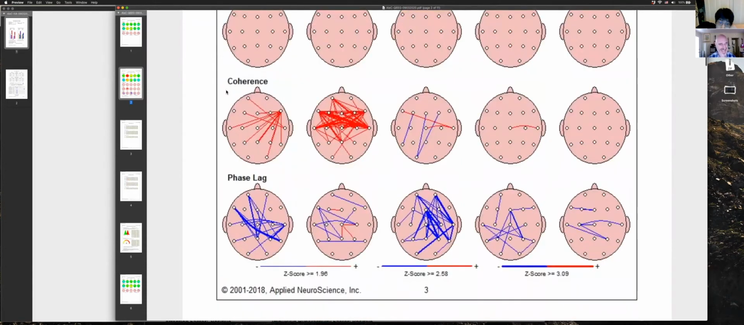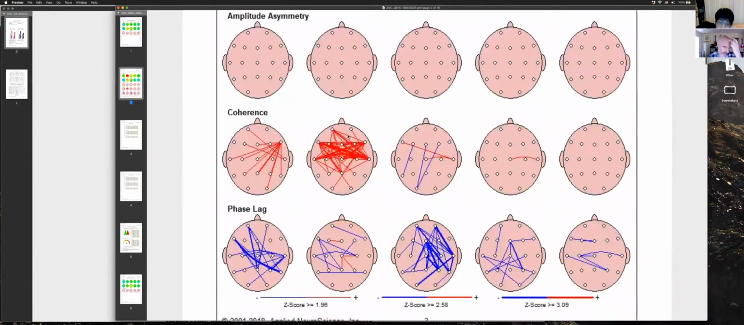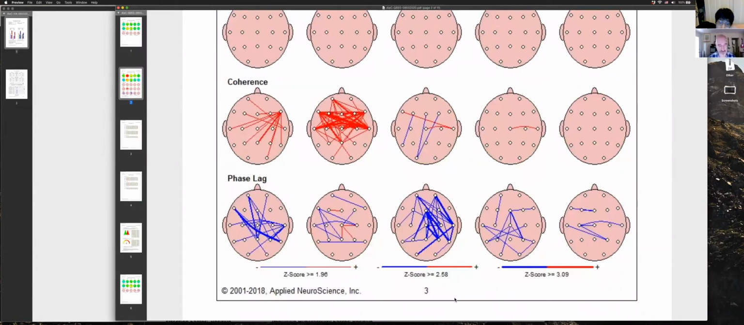These are new for the second page. Coherence means connectivity. So red means you're more connected in the brainwave. So this is a brainwave called theta. And you have a lot of connectivity. It's stuck together in the front of the head compared to the average person. Here's the scaling on that. 2.5 standard deviations or z-scores.